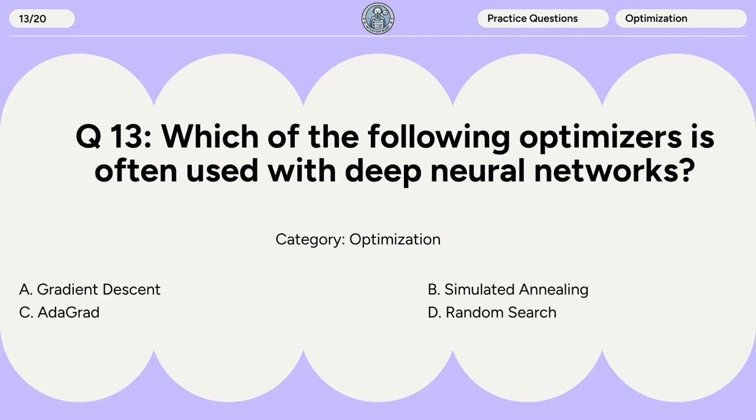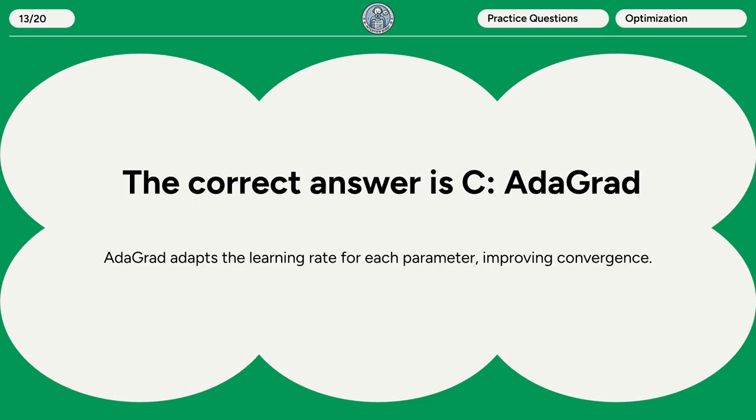Question 13. Which of the following optimizers is often used with deep neural networks? A. Gradient descent. B. Simulated annealing. C. ADA-GRAD. D. Random search. The correct answer is C. ADA-GRAD. ADA-GRAD adapts the learning rate for each parameter, improving convergence.